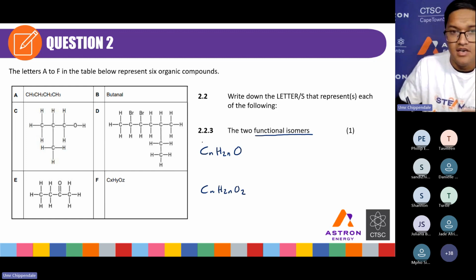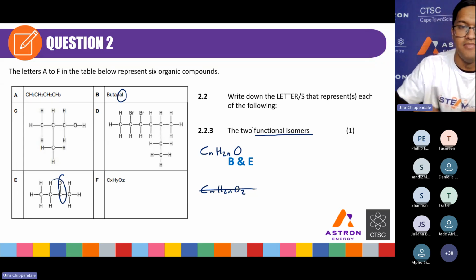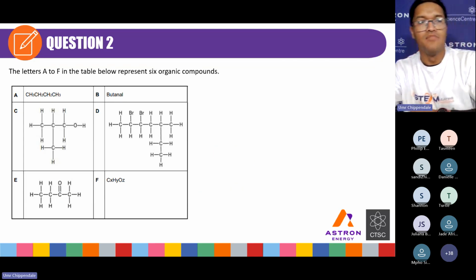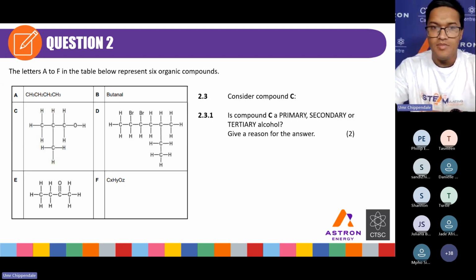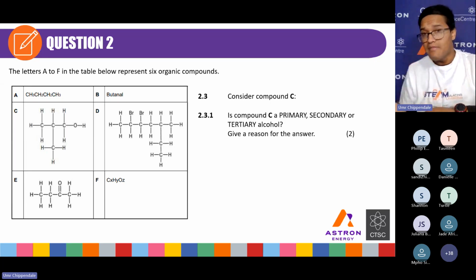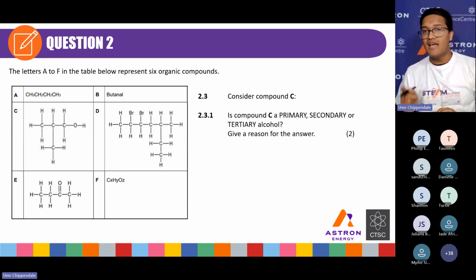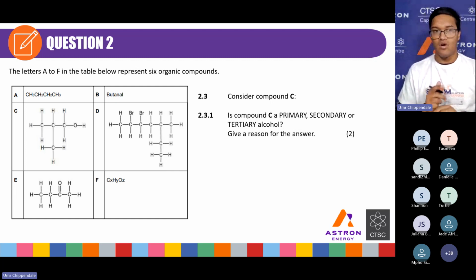In this case, do we have the esters and the carboxylic acids? No, so we don't have to worry about this. We're speaking about this one then. We have an aldehyde and we have a ketone. So your answer is going to be B and E. Moving on. 2.3. Consider compound C. 2.3.1. Is compound C a primary, secondary, or tertiary alcohol? Give a reason for the answer.